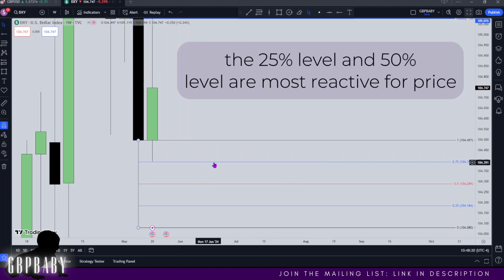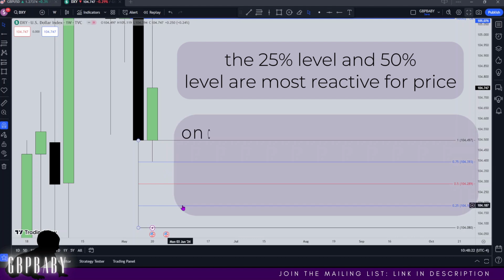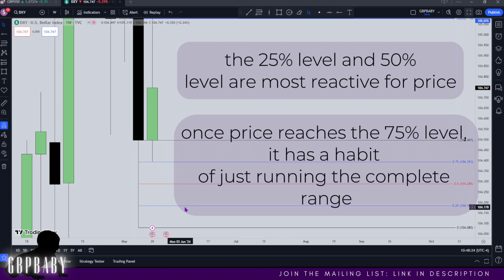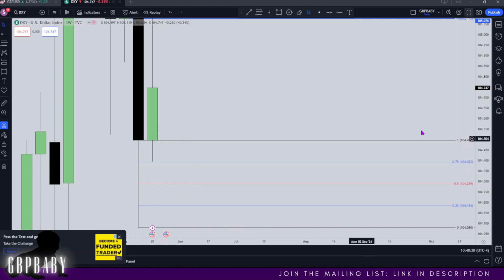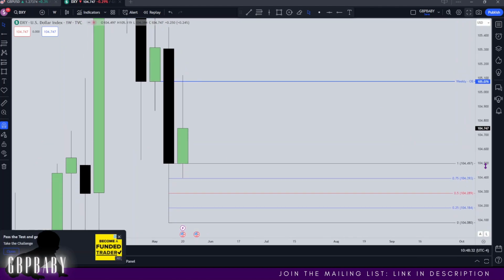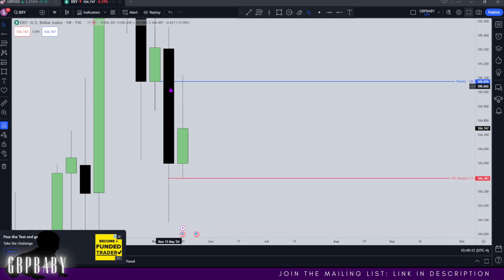What you'll find with price is that the 25% level and 50% level generally seem to be the most useful, because when price gets to the 75% level, it's usually likely it's just going to run to the low or to the top level. If you study that, you'll see it in price, but for now, let's just mark out the 25% level of this wick. So now we know that price used this 25% level as the discount PD array, and then used this as the target for price.